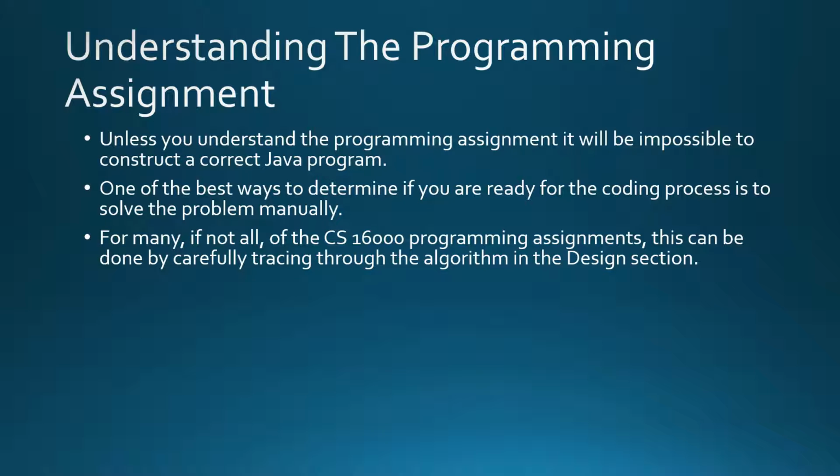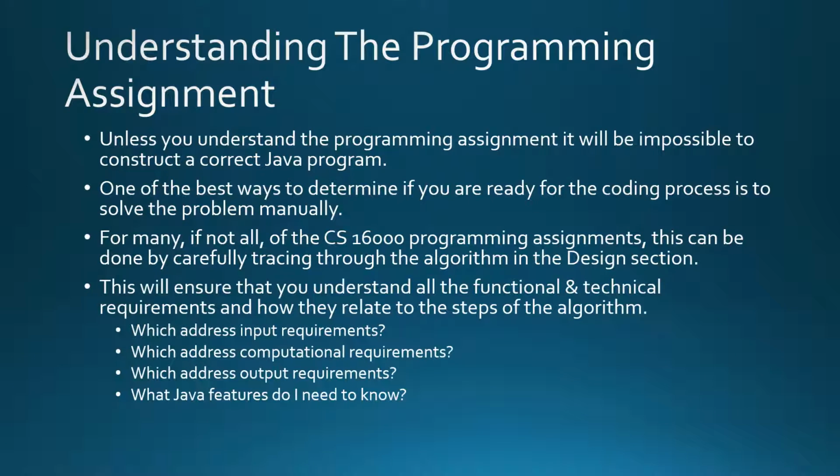For many, if not all, of the CS160 programming assignments, this can be done by carefully tracing through the algorithm in the design section. That is, you can play computer and you can, quote unquote, execute the steps of the algorithm. And if you understand what those steps of the algorithm imply with respect to the behavior of the program, then you can trace through from the inputs through the computations to the outputs. By doing that, that's going to ensure that you understand all the functional and technical requirements and how they relate to the steps of the algorithm.